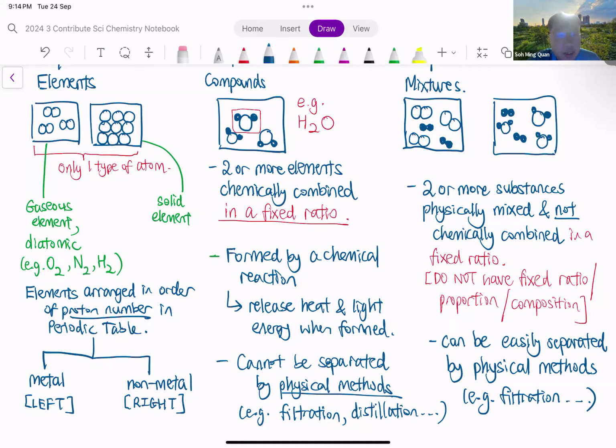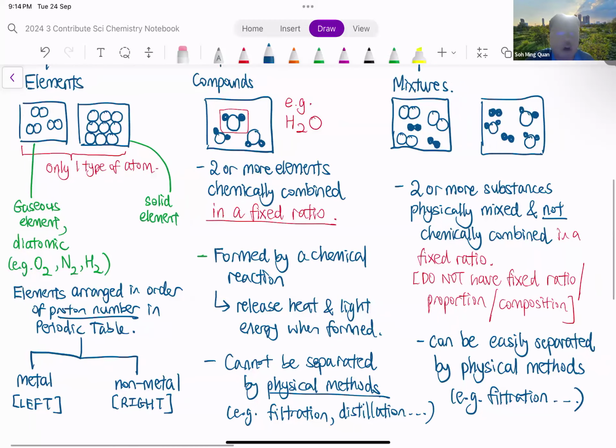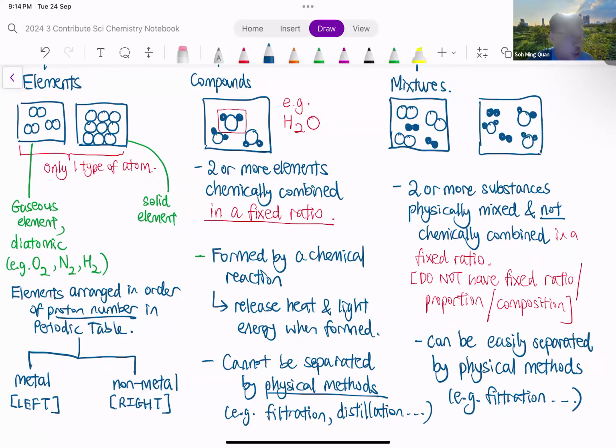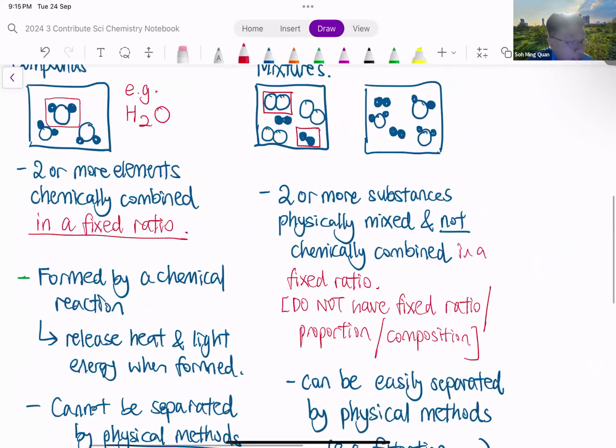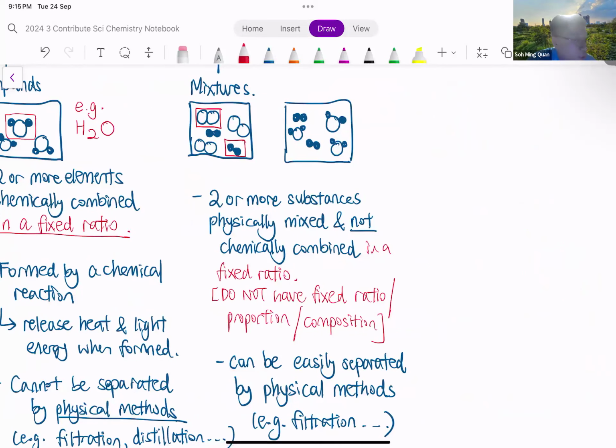Okay. Now, that's really what I need to know about mixtures. But I've deliberately drawn two different arrangements of mixtures because now you may be asked to go deeper and explain it's a mixture of what and what. So for example, if I zoom in at the one on the left, you can see there's one element, the white circles. There's another element, the black circles.